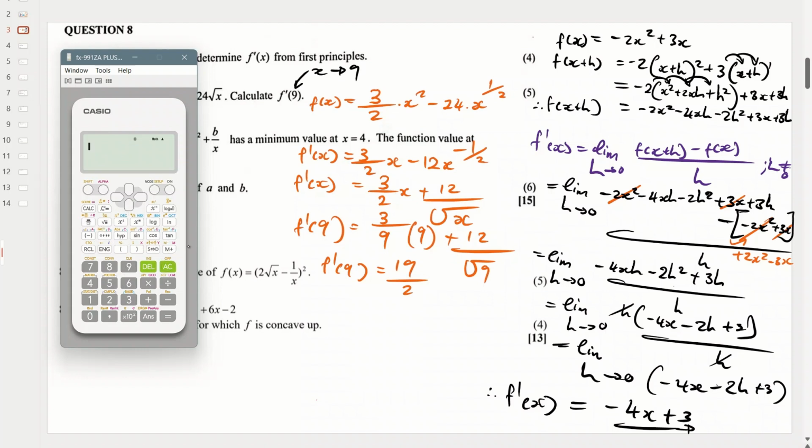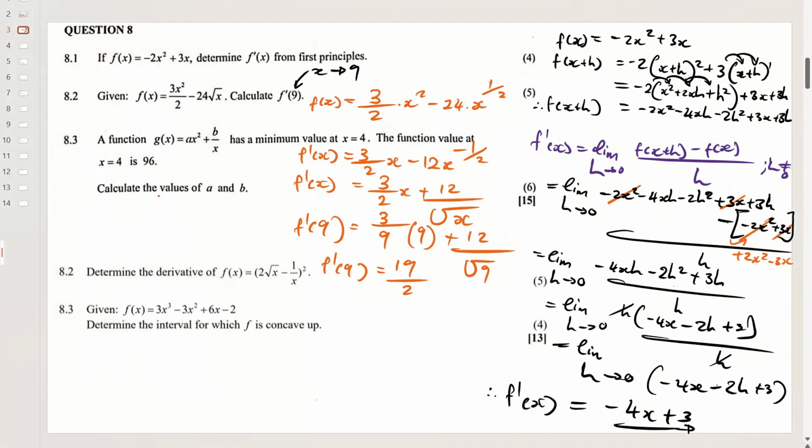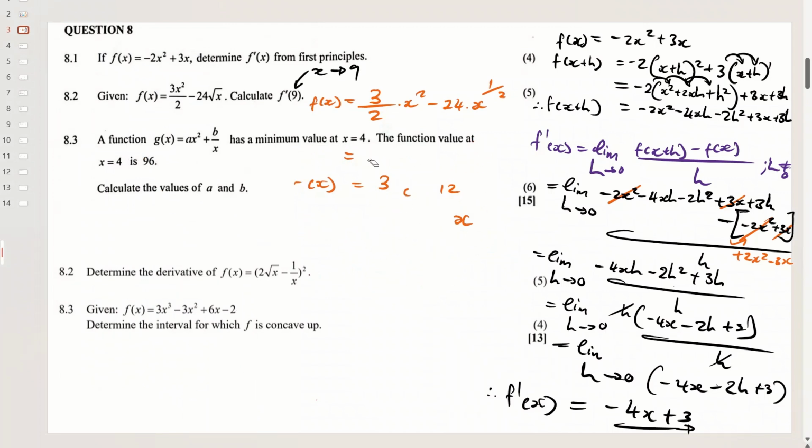Okay, guys, let me check something here. I think again I made a mistake. I don't know what's happening. Now, guys, let me just deal with this first. See, I made a lot of mistakes here. Remember, how do we deal with this thing, guys?